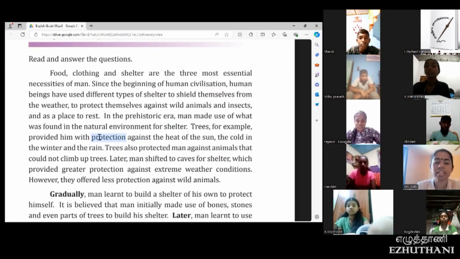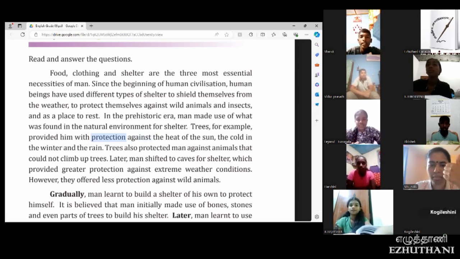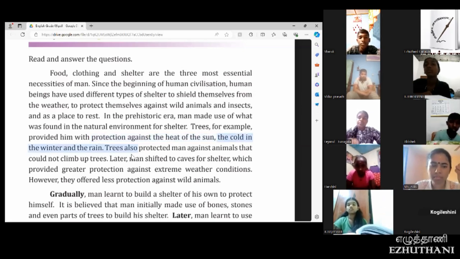So yes, okay, protection is பாதுகாக்கிறது. Does everyone understand that? Yes, teacher. Okay. So trees, for example, provided him with protection, அவங்களை பாதுகாக்குது, from the heat of the sun. வெயில இருந்தும் குளிர்ல இருந்தும் மரம் அவங்களை பாதுகாக்குது. Okay? Okay, teacher.